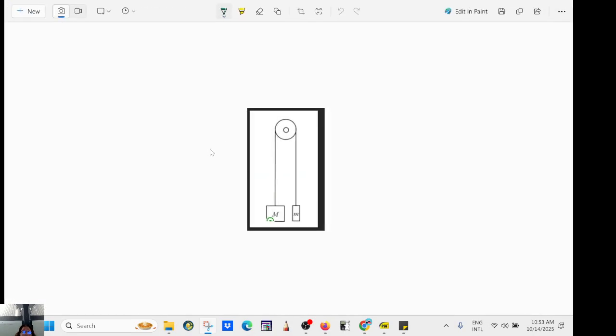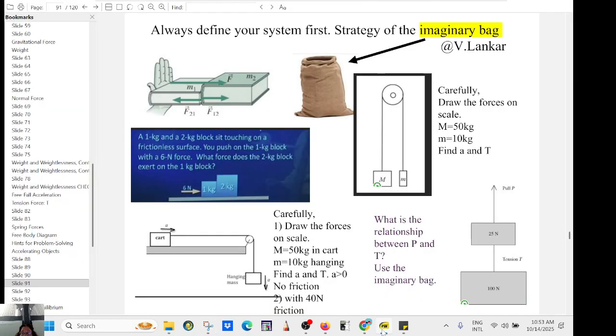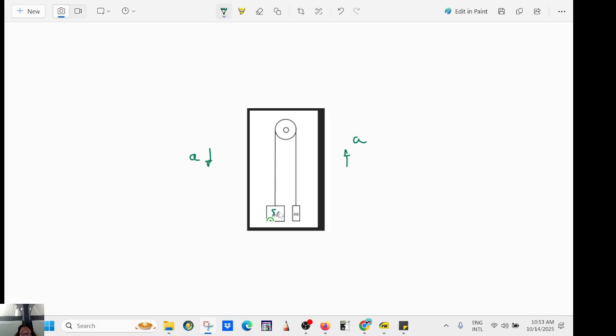Again, so let's say the acceleration is going to be this way because this one has a larger mass. So this one is going to go up. Okay. And then what else? Let's say they want you to find the acceleration. And I think here it says 50 kilograms. So I'm going to put a 50 here and a 10 there.